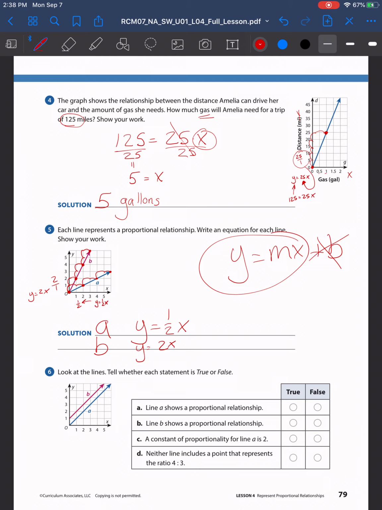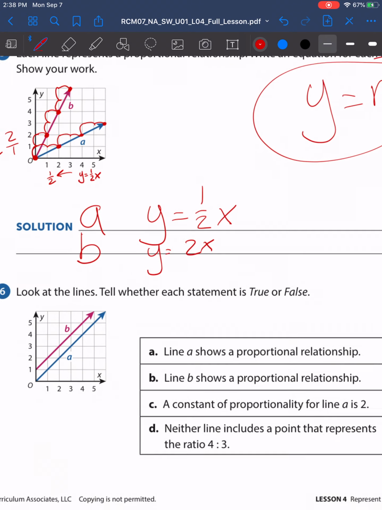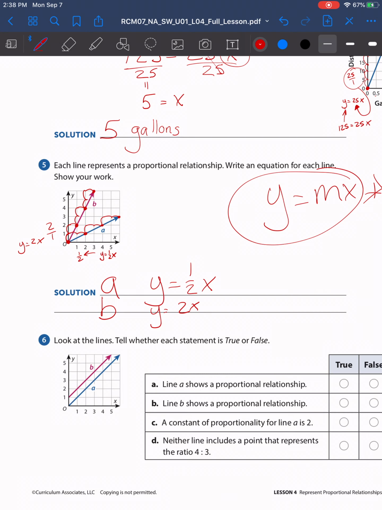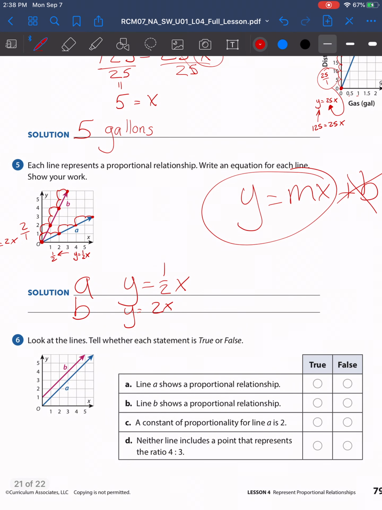All right, I think this is the last one. I'm wrong, it's not. Okay, number 6. Look at the lines. Tell whether each statement is true or false. Line A shows a proportional relationship. Yes, because it goes through the origin and it's a straight line. Line B shows a proportional relationship. No, because it does not go through the origin, but it is a straight line, but it has to go through the origin. C. A constant of proportionality for line A is 2.